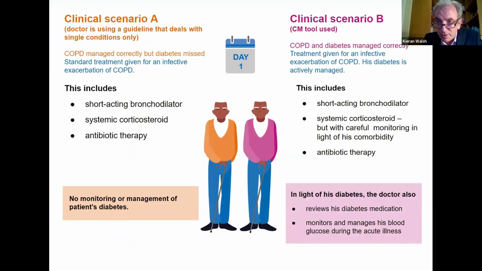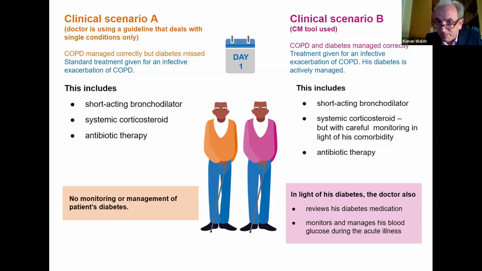And so imagine for a second that the scenario splits in two. In the scenario on the left, we just think about the acute condition, COPD. The patient will then receive bronchodilator, steroids, and antibiotics, but without monitoring or management of the patient's diabetes. And in the scenario on the right, the patient will still receive bronchodilator, steroids, and antibiotics.